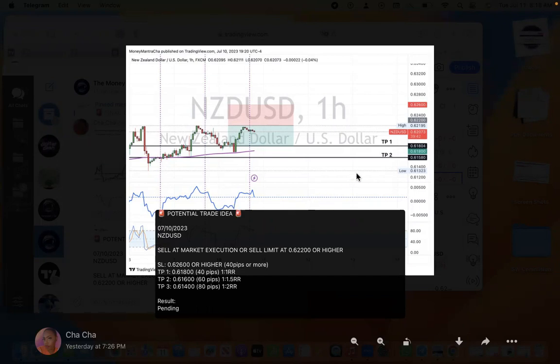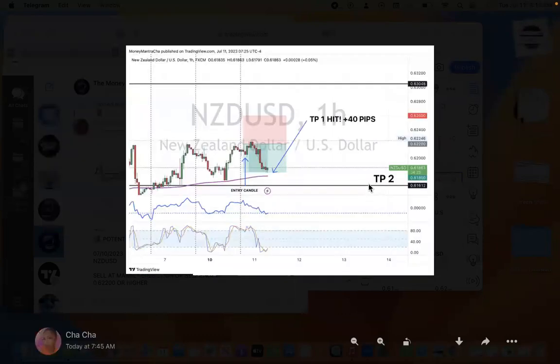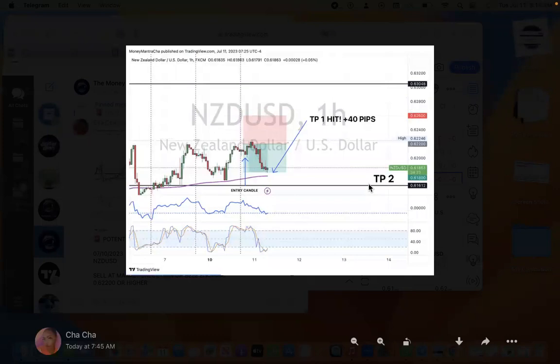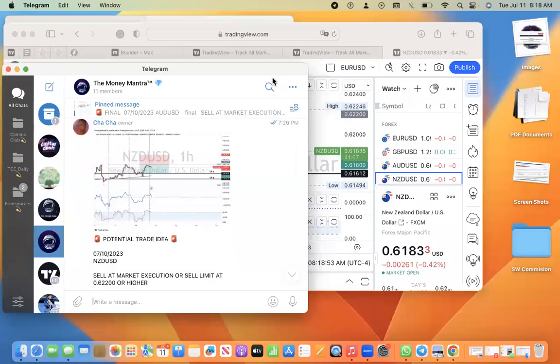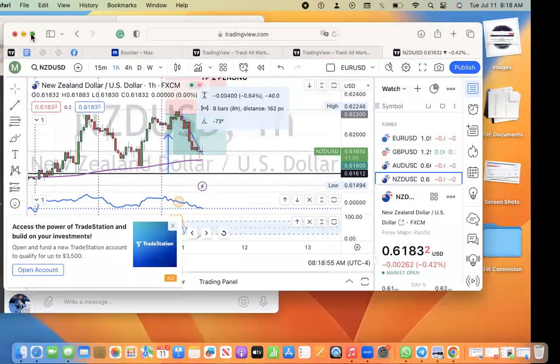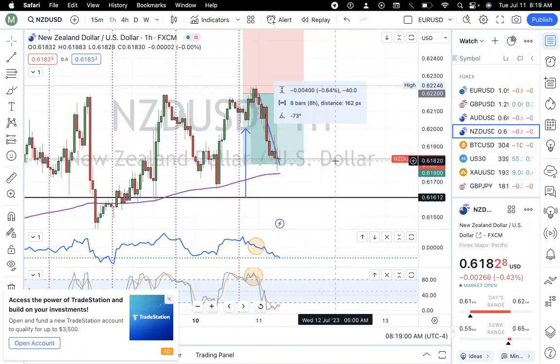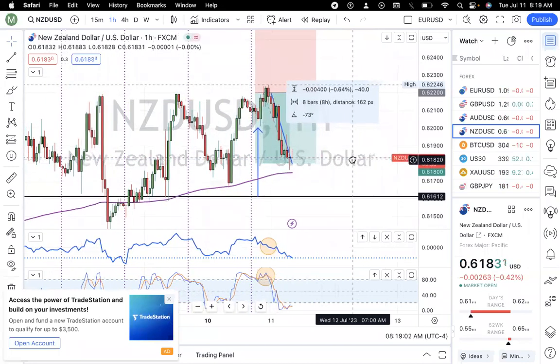Now, this trade did have a lot of signals for a sell, which is why I decided to take it. As we can see, one of my students made money. She posted this screenshot in the chat. And here was the update that I posted into the chat this morning once the trade had actually hit 40 pips. So I'm going to be going over to TradingView and breaking down why I decided to take this trade and how the trade actually went in our favor.